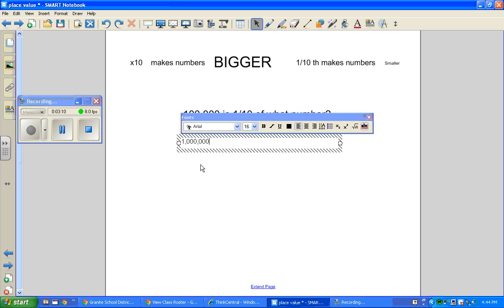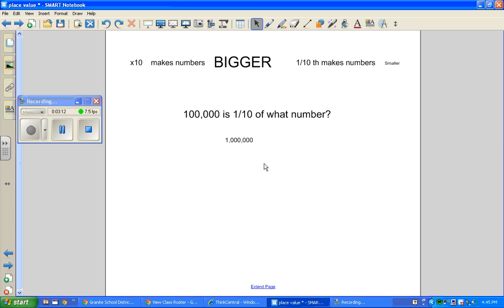Okay? I'm just pointing this out because you're going to notice students will start to get a little confused, but this is the way to clear it up. So make sure they know that they're asking what number had 1/10 applied to it and became 100,000, not what 1/10 of 100,000 is. Okay? I hope that makes sense.